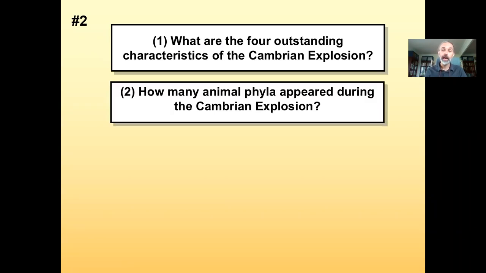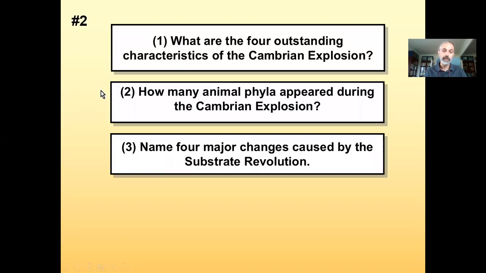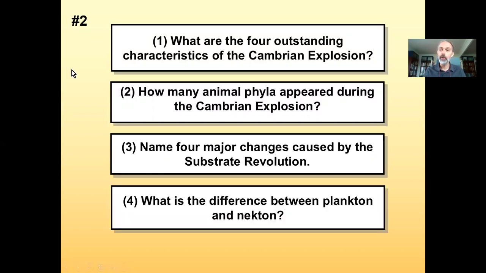Number 1, what are these 4 outstanding characteristics? Number 2, how many different animal phyla appear during the Cambrian explosion? Number 3, name 4 major changes caused by the so-called substrate revolution. Number 4, what is the difference between plankton and nekton?